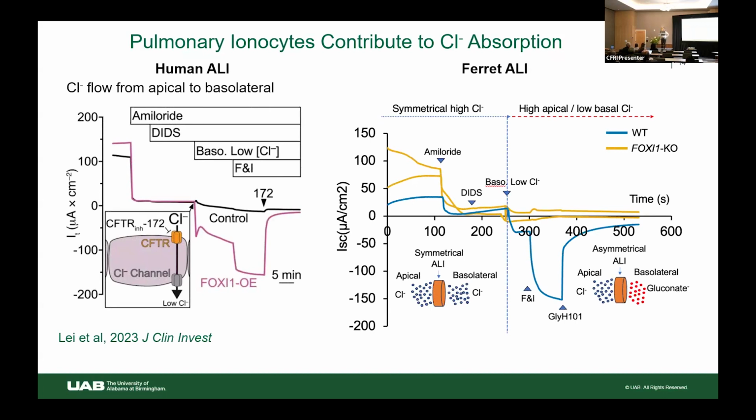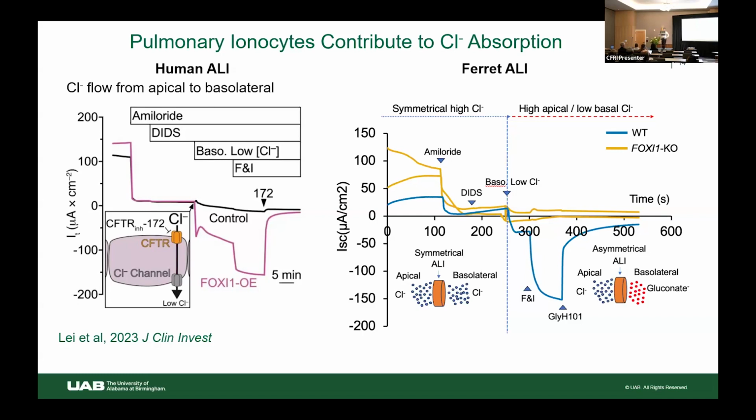So this is a study in a human airway culture using an Ussing chamber assay, and they overexpressed the FOXI1 gene, which can increase the ionocyte numbers, and then put the culture system into a chloride gradient condition, with apical high chloride and basolateral low chloride. So we can clearly see that the ionocyte-overexpressed human culture system showed a good amount of chloride ion moving from the apical side to the basolateral side.